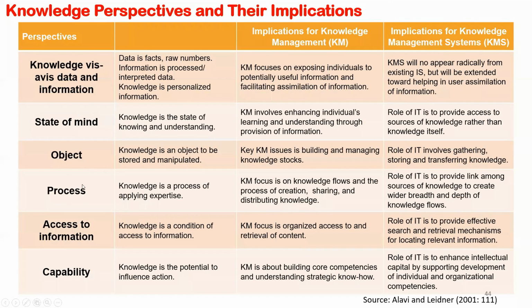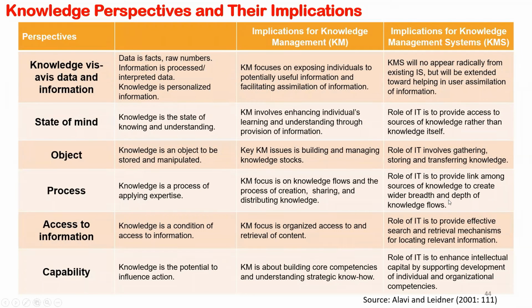For example, from the process perspective, knowledge is a process of applying expertise. The implication for knowledge management is that it will focus on knowledge flow, the process of creating, sharing, and distributing knowledge. And if you look from the value chain, how do we add value? It means the knowledge management system or framework has to add value in every single process, going through creating knowledge, sharing knowledge, distributing knowledge, applying knowledge, okay?